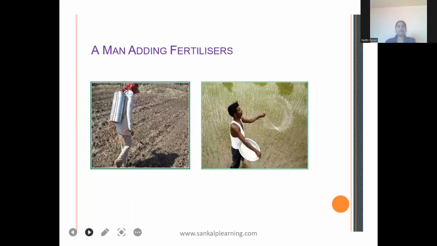Here you can see a man adding the fertilizer. When a farmer buys fertilizer, he should be aware of how much quantity of fertilizer to put for how many acres of land. It is not that we simply get the fertilizer and spread it in the field. There are certain methods and practices. Fertilizer should be added in the required quantity.